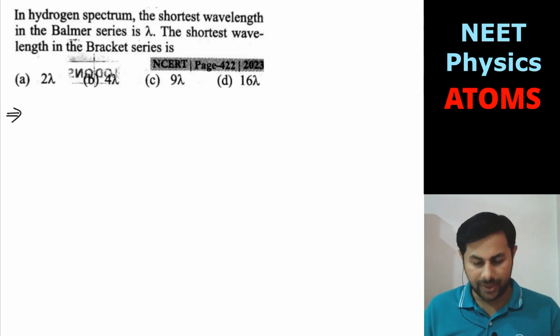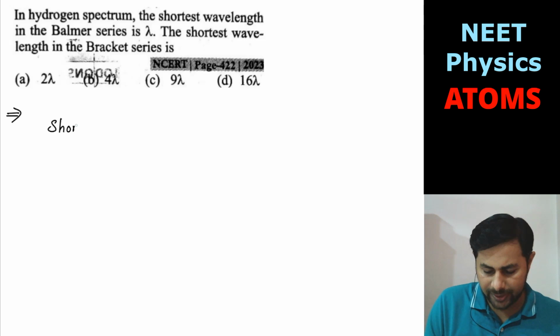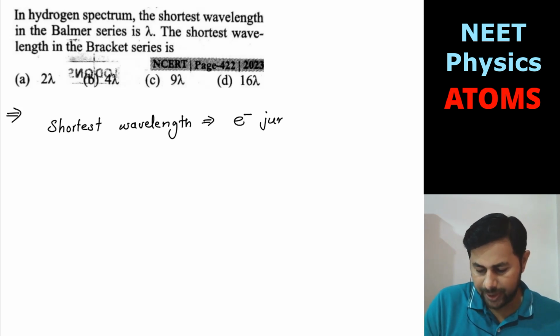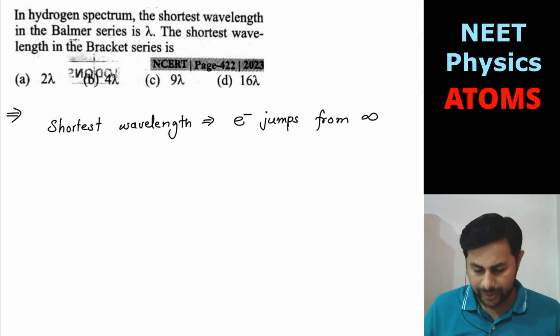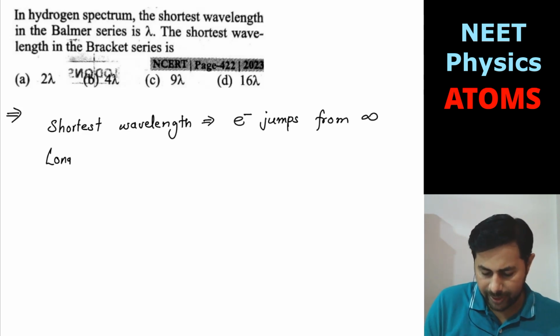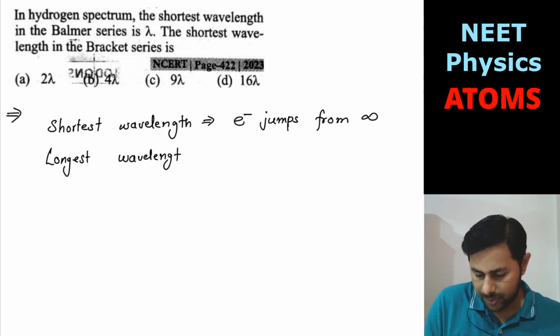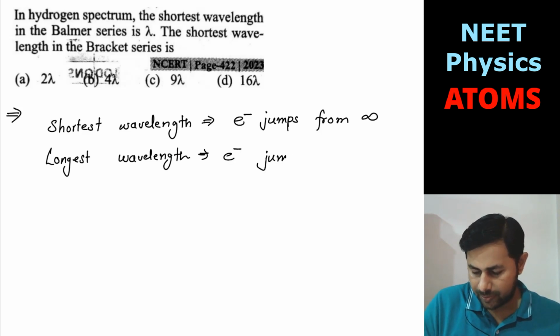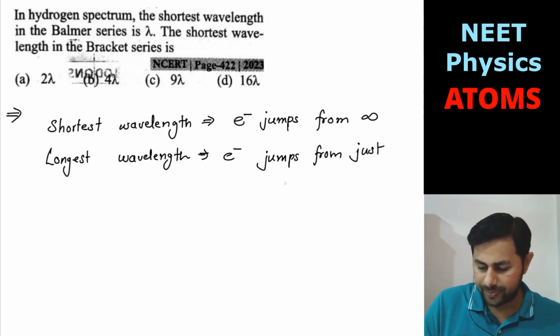So I will just write it down. Shortest wavelength means the electron jumps from infinity, and longest wavelength means the electron jumps from just the next orbit.